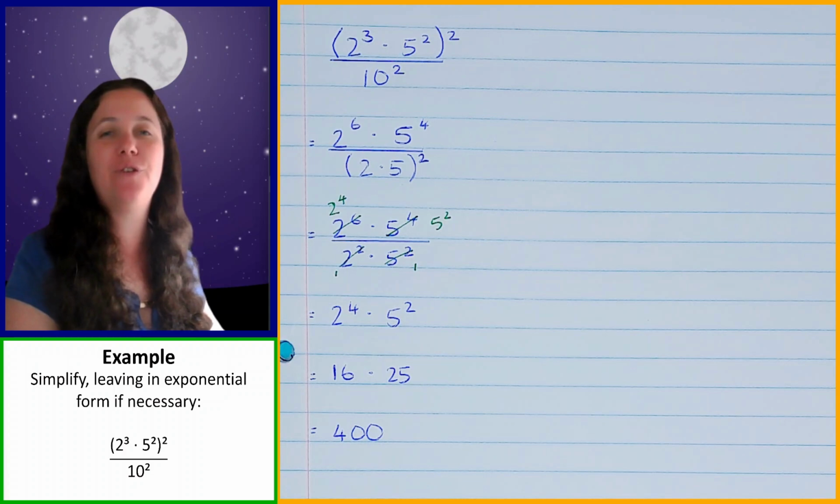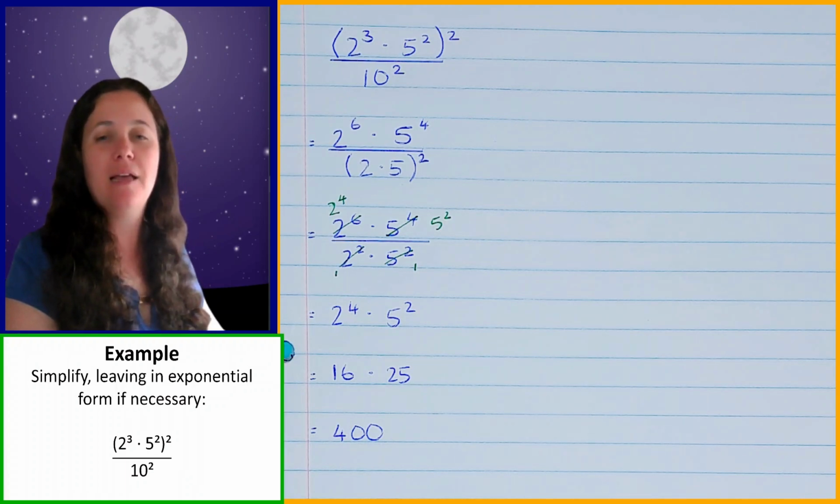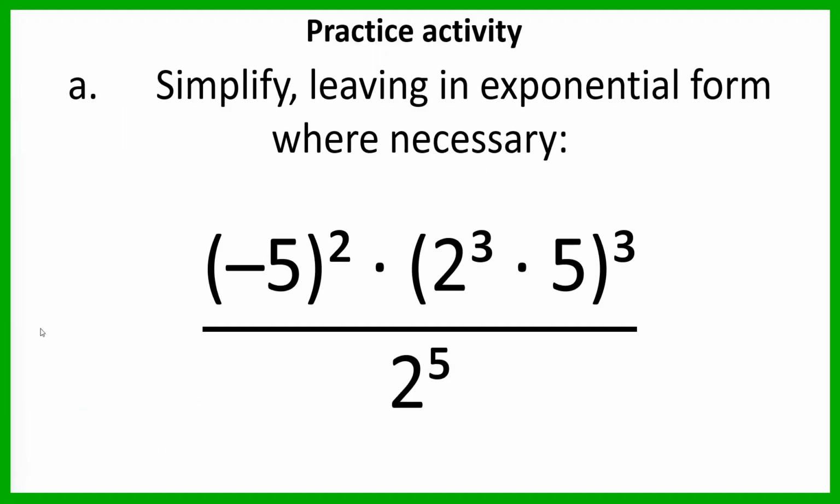Okay, so now I'm going to give you a few that you're going to do for yourself. In the first question you've got over here, negative 5 in brackets squared times 2 cubed times 5 in brackets cubed, and that's all over 2 to the power of 5. Now you need to use the laws of exponents to help you to simplify this and write it in the simplest form that you can, leaving an exponential form if necessary. Okay, so I'm going to give you 1 minute to work on this question.